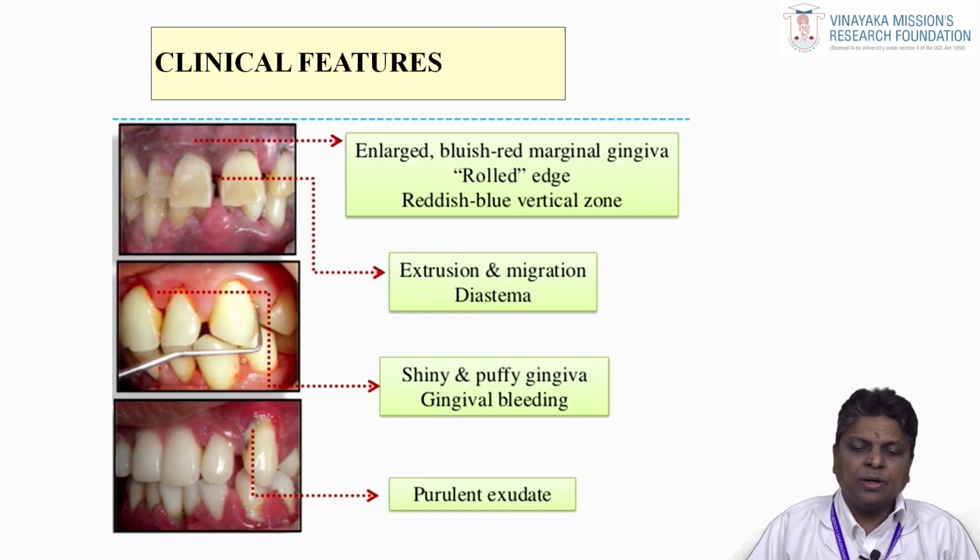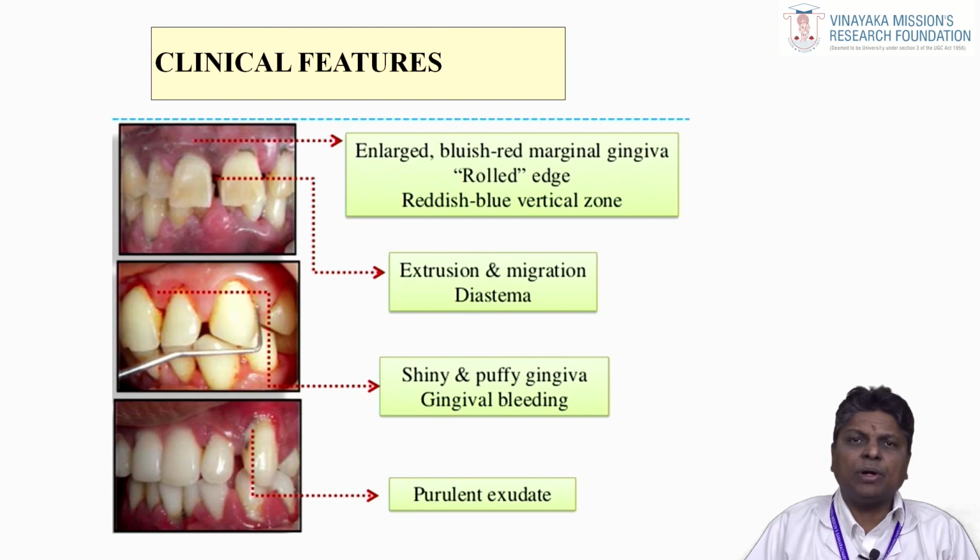That is why it is mentioned as a bluish red marginal gingiva, and due to the collection of fluid in that area it becomes edematous and enlarged. The attached gingiva normally shows a parabolic or C-wave shape, and in this case you can see rolled gingival margins. In the case of a pocket, a reddish blue vertical zone will be there. Due to this, there will be damage to the alveolar bone also, and there is a possibility of extrusion, migration and mobility in this area.